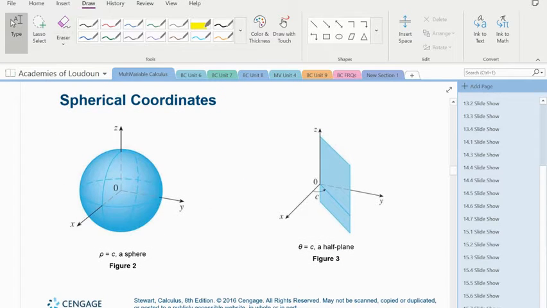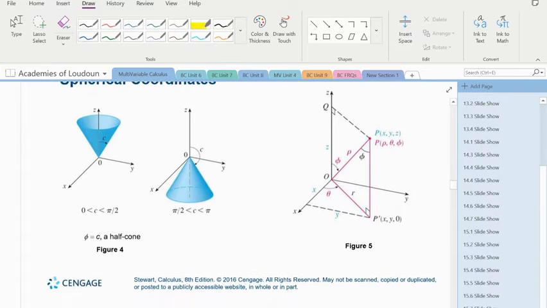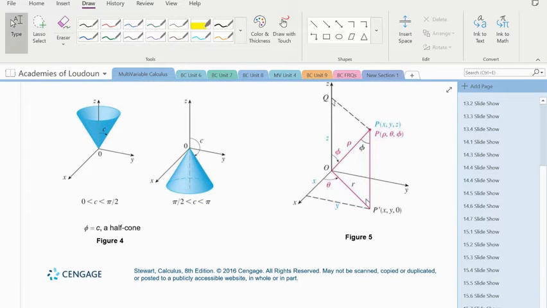For example, in Figure 2, we have a sphere with the center at the origin and radius c, defined by the equation rho equals c, and this is the reason for the name spherical coordinates. The graph of the equation theta equals c is a vertical half plane, as shown in Figure 3. And the equation phi equals c represents a half cone with the z-axis as its main axis, as shown in Figure 4.